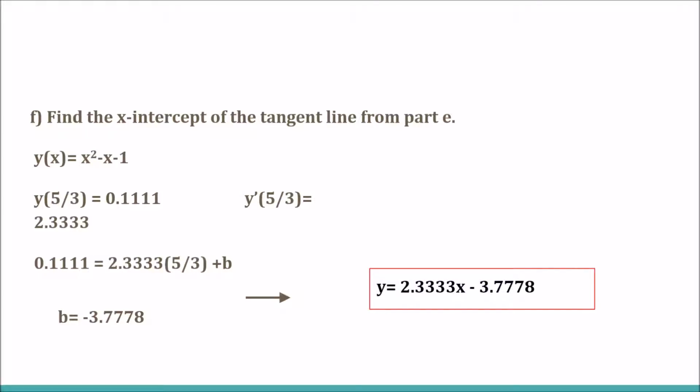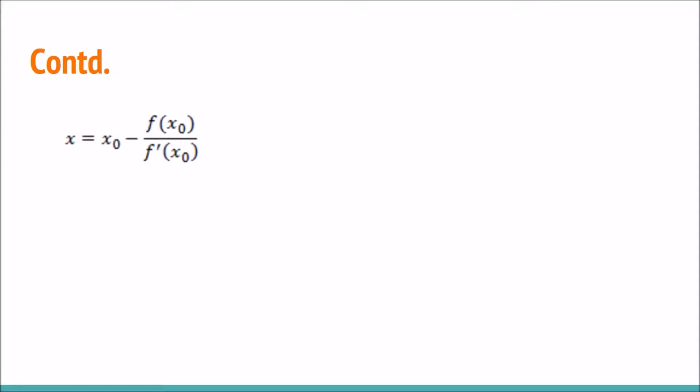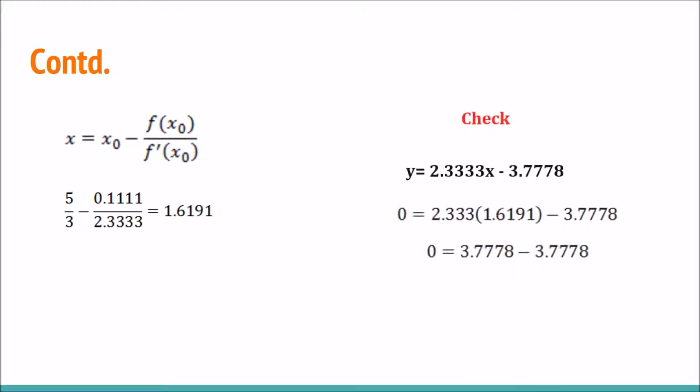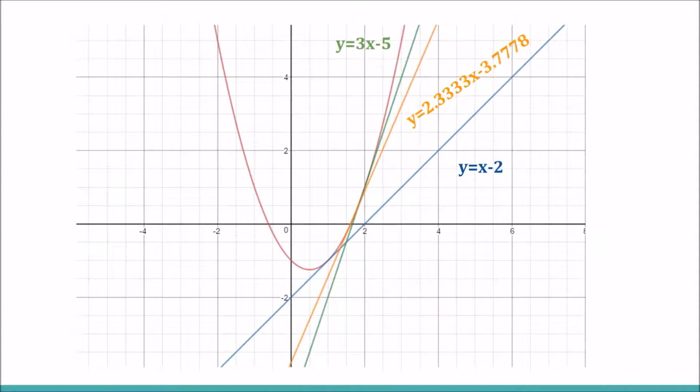Now that we have the tangent line, we can use Newton's method to find the x-intercept. The x-intercept of the tangent line at 5/3 is 1.6191. We know that the solution is about 1.6191, which is more exact than our initial estimate of 2. And so our new tangent line with an x-intercept of 1.6191 touches our function when x equals 5/3.